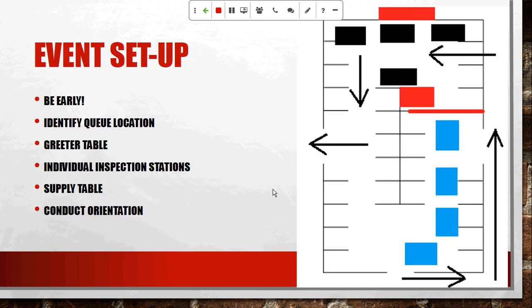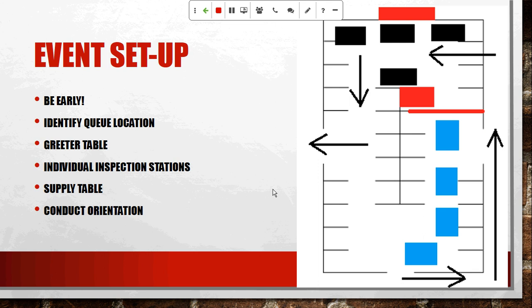So next we have event setup. The setup for your event is going to take between 60 to 90 minutes on average. It can take a little shorter, it can take a little longer. And it's also important to note that the more events that you conduct, the easier it's going to be each time. So first, show up early.